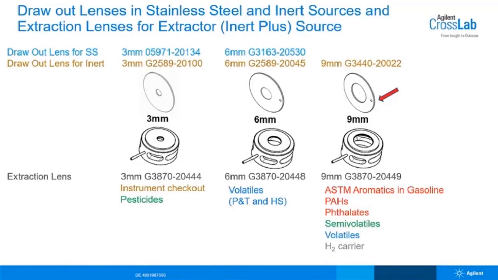There are draw-out plates for stainless steel sources and inert sources. It's very important to keep these separated, and the inert draw-out plates are indicated with a small dimple in each lens, as shown in the 6 millimeter and 9 millimeter lens. So if you have both stainless steel and inert sources in your lab, it's important to keep the different style of parts separate. The inert parts should not be mixed with stainless steel parts, because that could cause different results in your chromatograms than expected.